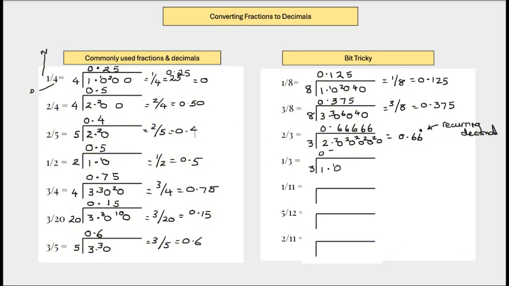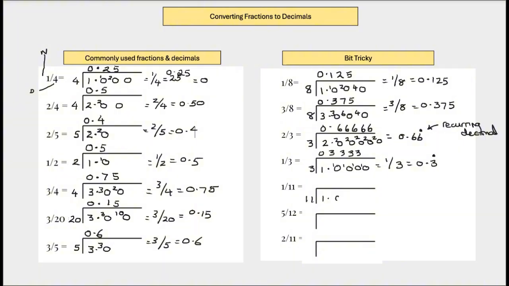This one, 3 over 10. 3 into 10 goes 3 times. What's left? 1. Same again. It's going on and on and on. So we know, that was 2 decimal places, this is going to be 1 decimal place. 0.3, 1 decimal place.